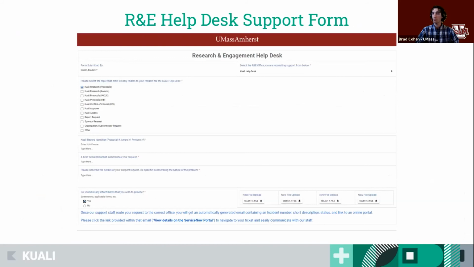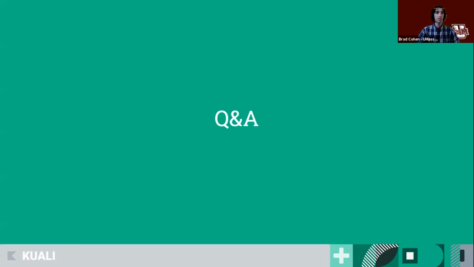Last but not least, we also use Build form for our research help desk, which gathers the right information from the users and uses a notification to send the request directly into our ticketing system. And that was what I have.